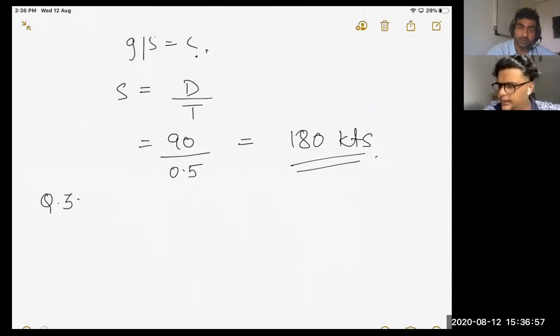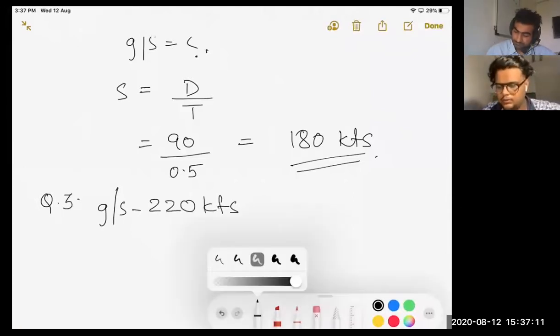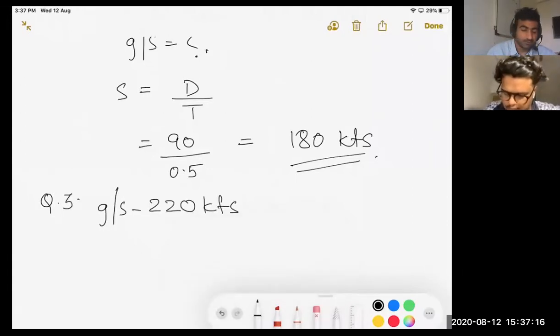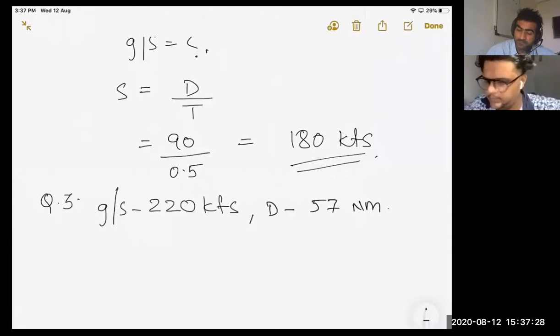So what is given and what do you have to find out? Okay. So ground speed is given to me, that is 220 knots. And I have to go 57 nautical miles. So distance is 57 and ground speed is 220. So, 57 by 220.